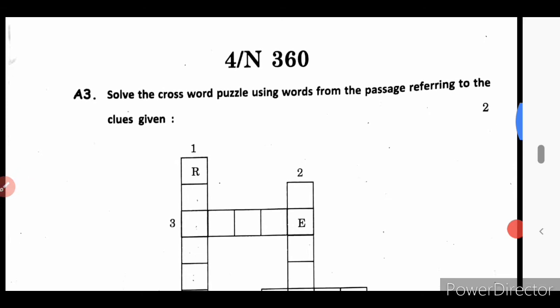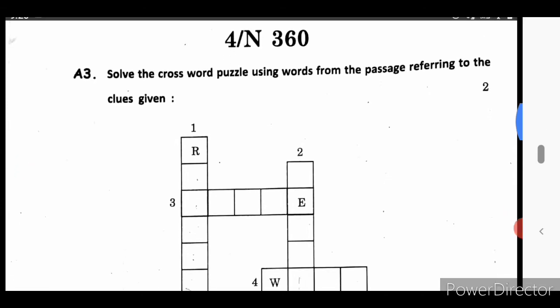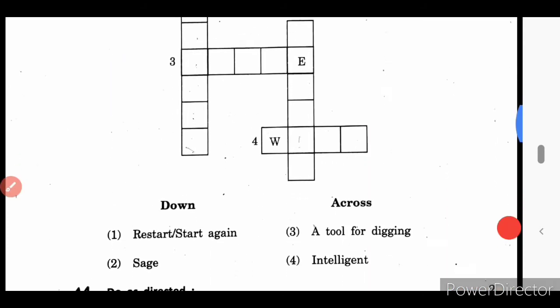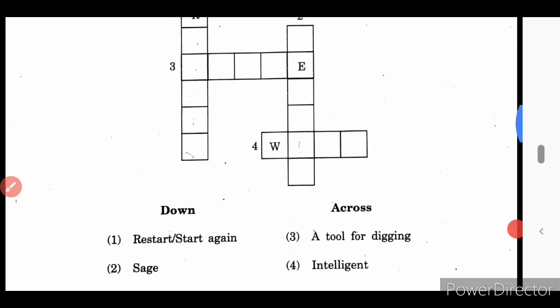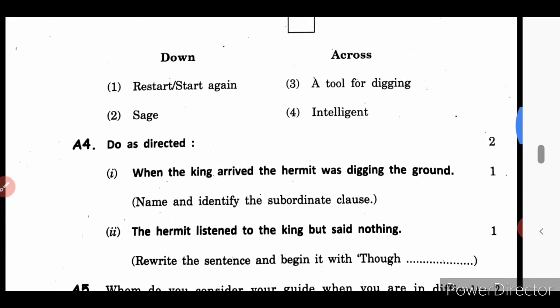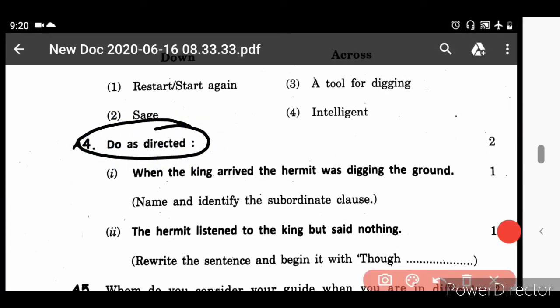Next question, there is a puzzle based on the passage. Clues from the passage are given here, and you have to complete this puzzle using these clues. The do as directed question is based on grammar or structural grammar. Identify the subordinate clause. We have to learn clauses also. In each paper there is a question on the clause. Learn clause, main clause, subordinate clause, types of clauses.